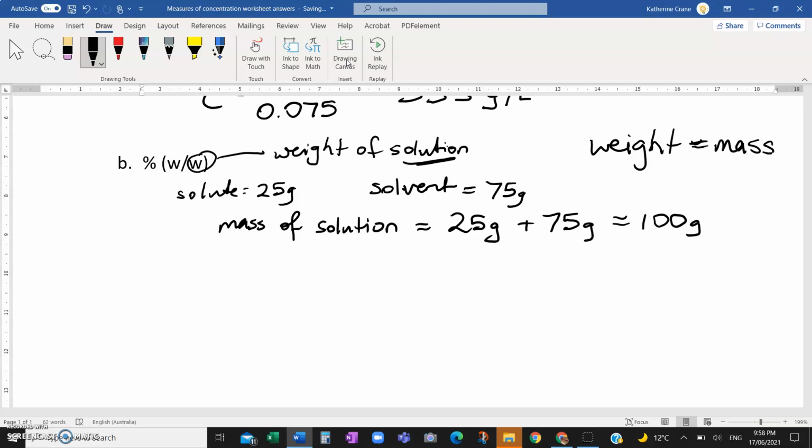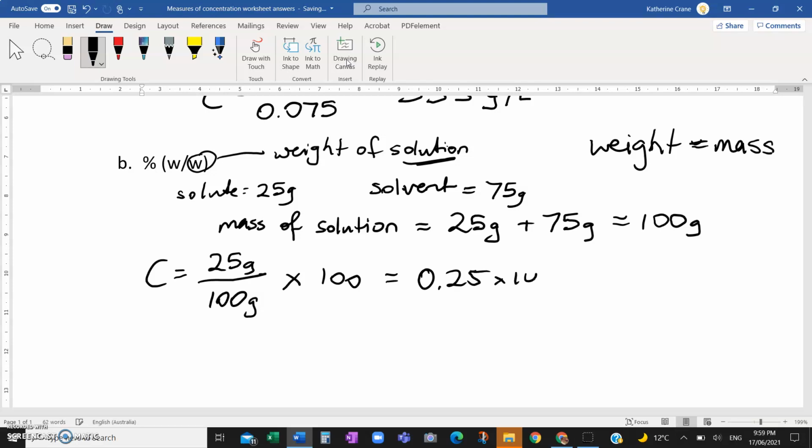All right, so we've got our mass of solution. So basically, we do our percentage. So concentration is our solute, 25 grams, divided by 100 grams times by 100. That is basically what that's asking you to do. So we know then that would be 0.25 times 100, just breaking it down. So 25%.